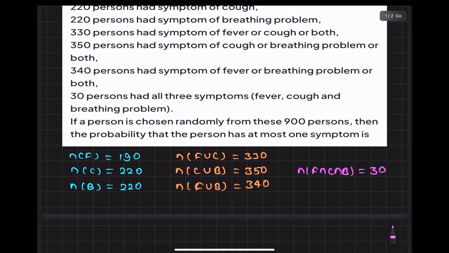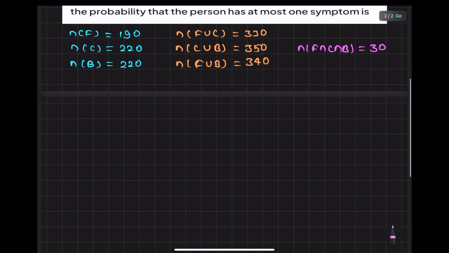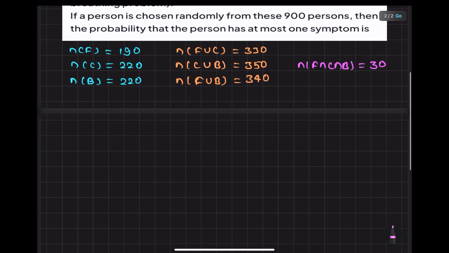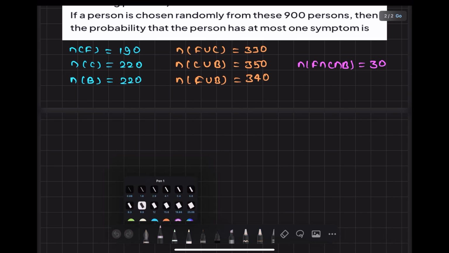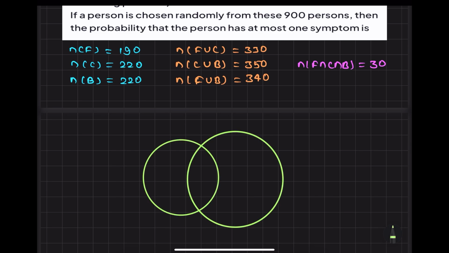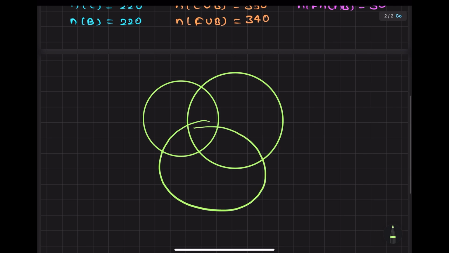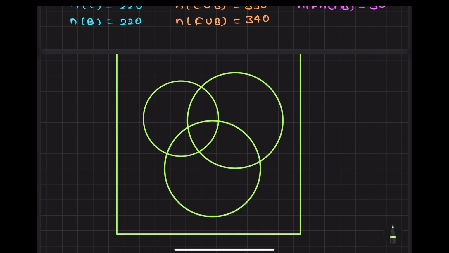Now if a person is chosen randomly from these 900, then what is the probability that the person had at most one symptom. So at most one symptom means what? Person can have zero symptom, person can have one symptom. So what we will do? We will try to take help of Venn diagram. There are three problems, so we will make three sets, three bubbles along with a universal set, because there are some persons who don't have any problem.